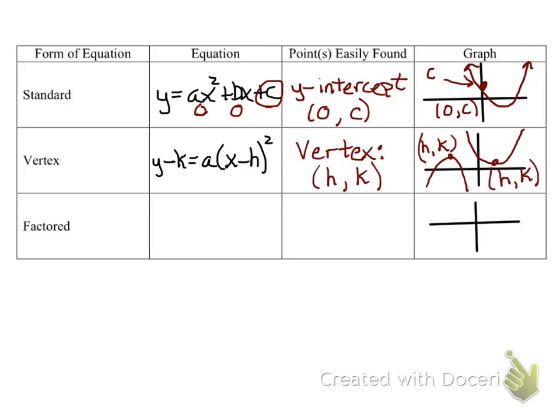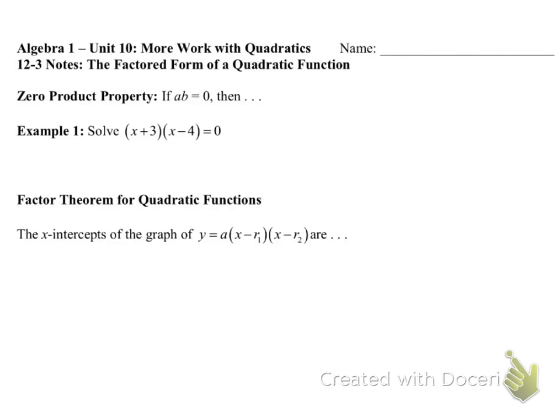All right, so now we're going to learn about a different form. The new form of the equation that we're going to be talking about is the factored form of a quadratic function. And it's just what it sounds like. It's the factoring that we did before, where you have two binomials multiplied by each other, like this right here. But before we talk about what that means in terms of the quadratic function and what it gives us, we're going to learn about the zero product property.